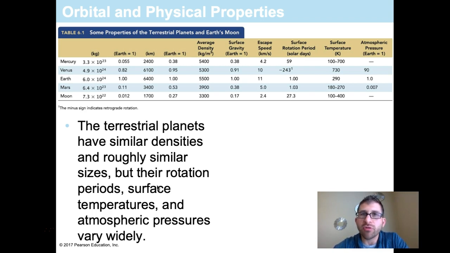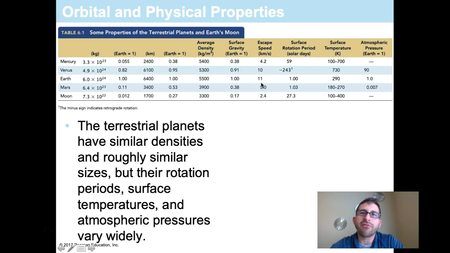Oftentimes, we are going to use the Earth as our comparative planetology. In other words, the planet Mercury is 0.055 Earth in terms of its mass. It is going to be 0.38 in terms of its diameter across. It's going to have a surface gravity of approximately 0.38 Earths. It's going to have 4.2 kilometers per second of escape speed, and when compared to Earth, that's about 11. So this one is not compared to Earth, but you can make that comparison.